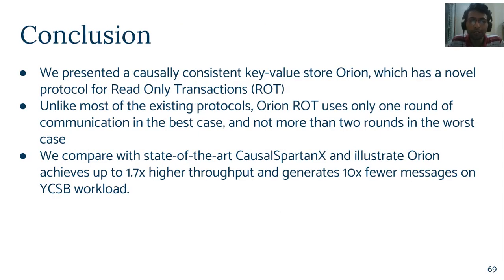So in conclusion, we presented a causally consistent key value store called Orion, which has a novel protocol for read-only transactions. Unlike most of the existing protocols, Orion uses only 1 round of communication in the best case, and not more than 2 rounds in the worst case. We compare it with the state-of-the-art CausalSpartanX and illustrate Orion achieves up to 1.7x higher throughput and generates 10x fewer messages on YCSB workload.